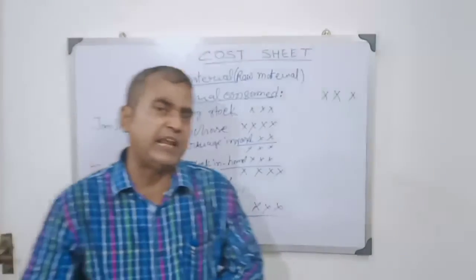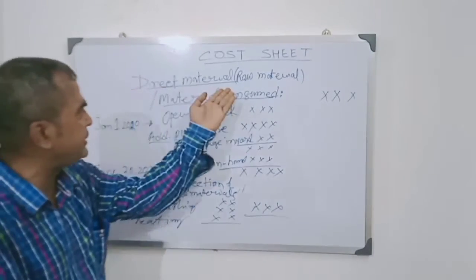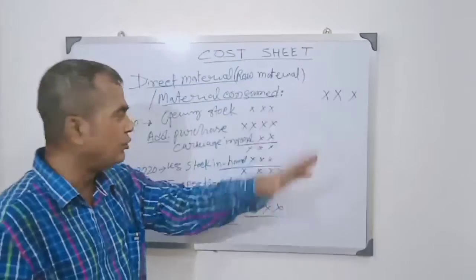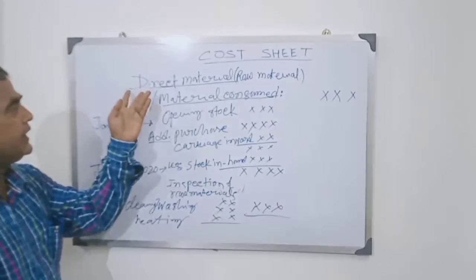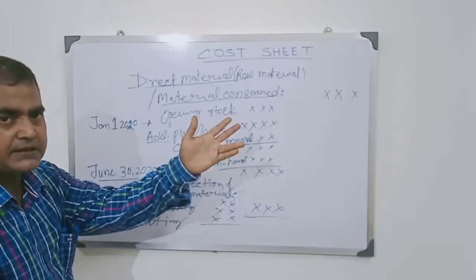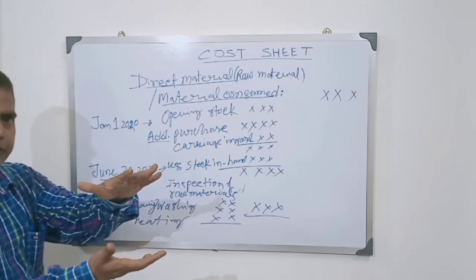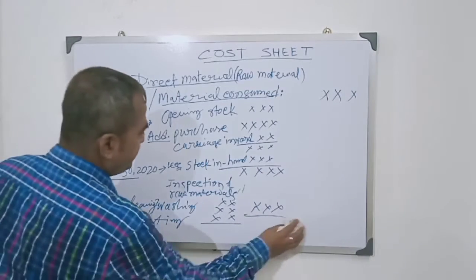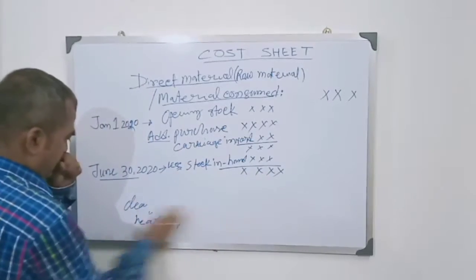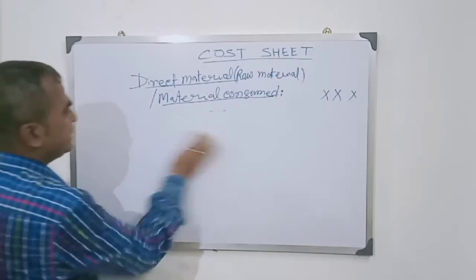First stage, we are calculating the prime cost. While calculating the prime cost, direct material cost, that is material consumed, will be accumulated. Next, I will be accumulating direct wages. Then direct expenses. All these three together become your prime cost. So material consumed, you have understood.